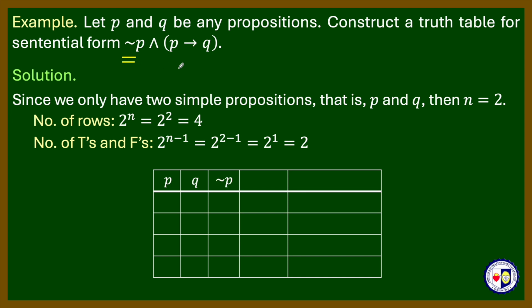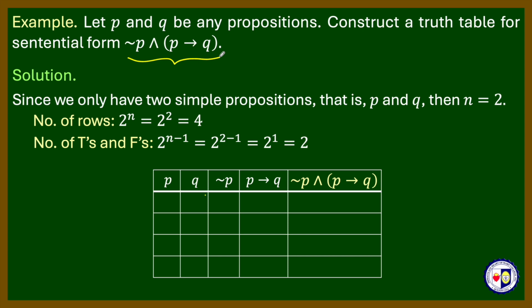Next is the conditional form within the parentheses, that is P implies Q. And we need that sentential form for this column. And the last vacant position is for the entire given proposition, which is not P conjunction P implies Q.